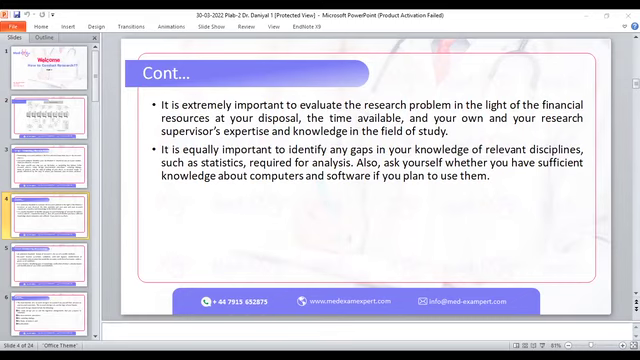Now we move on to writing a research proposal. So just read these 2 or 3 slides. Okay.